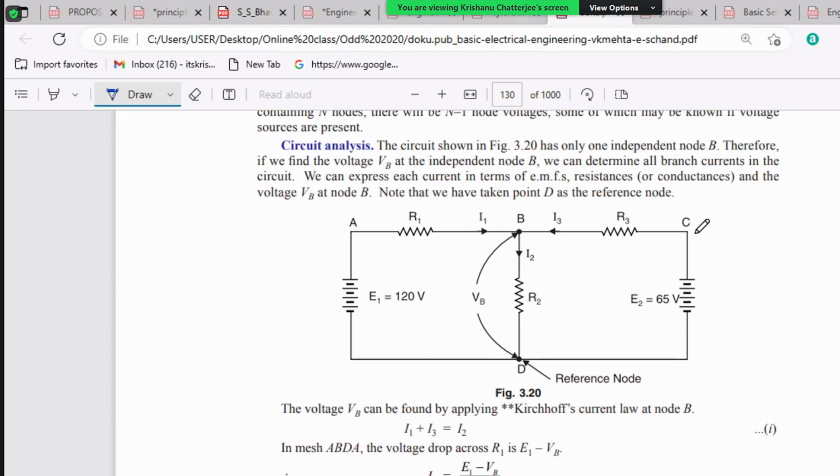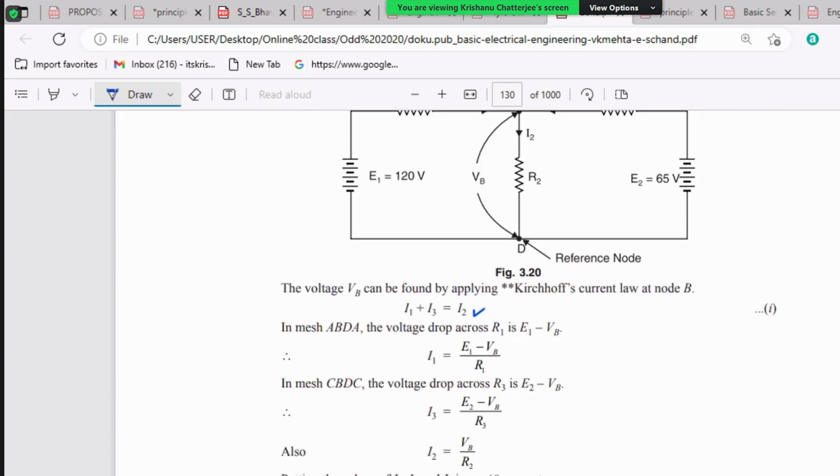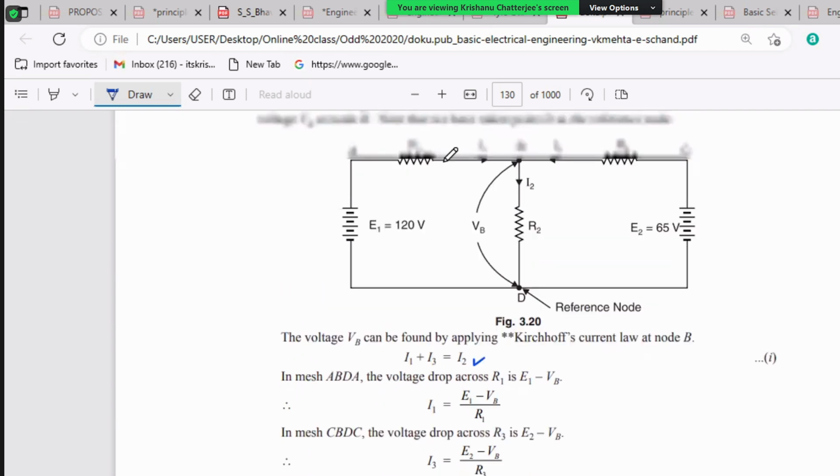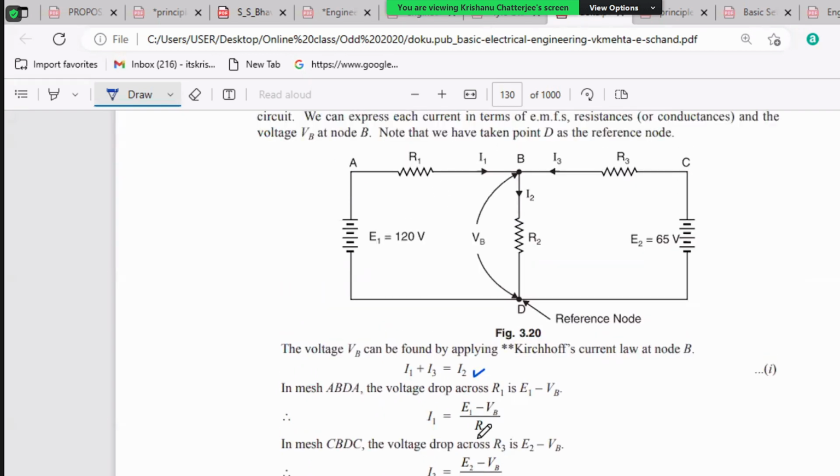Likewise, if you have a voltage of 65 volt at C, obviously you will not have the same voltage at B because there will be a voltage drop. Okay. So this is Kirchhoff's current law we are using. Then if you are talking about this mesh, the current through R1 will be E1 minus VB by R1. E1 means the voltage at A minus the voltage at B.